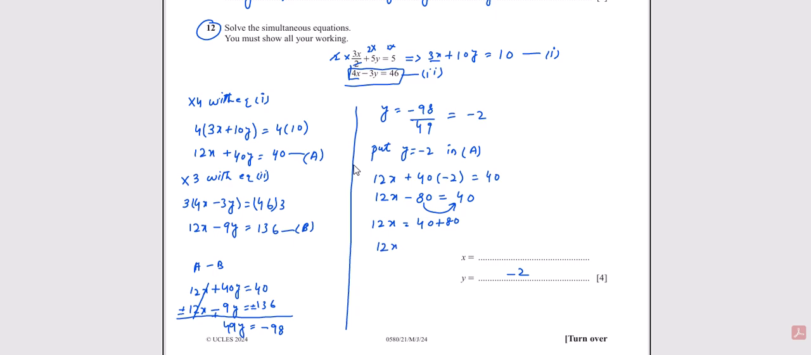So 12x is equal to 120. Divided with 12. So x is equal to 120 divided with 12. So x is equal to 10. So the final value of x is 10. X is equal to 10 and y is equal to minus 1. This is our final answer.